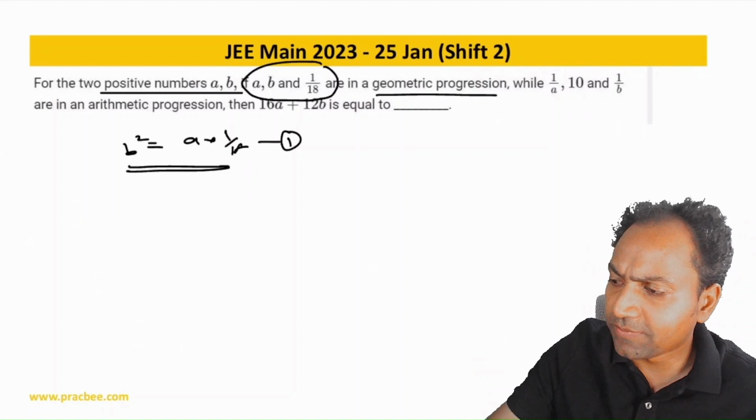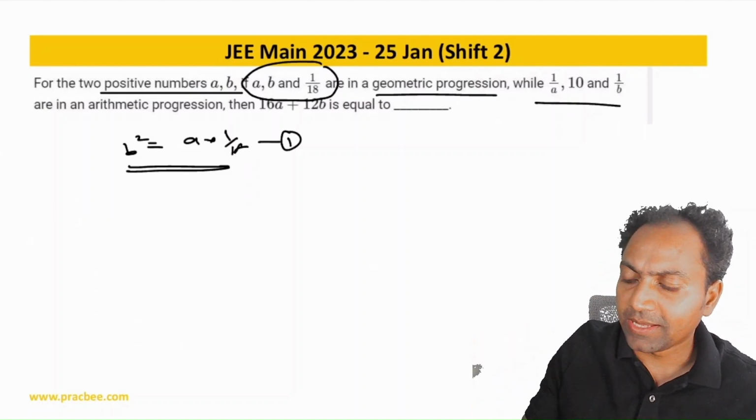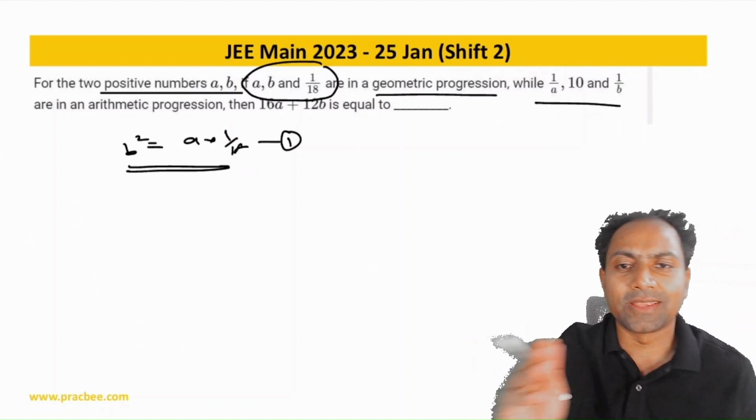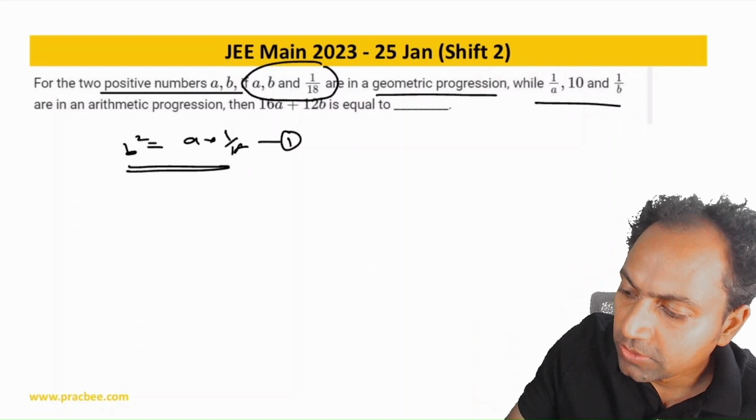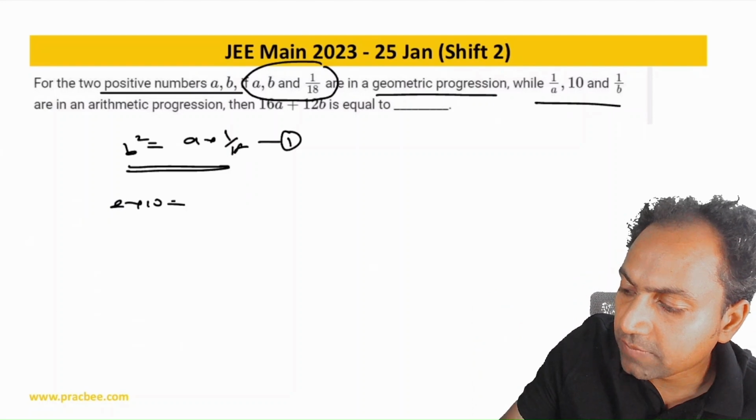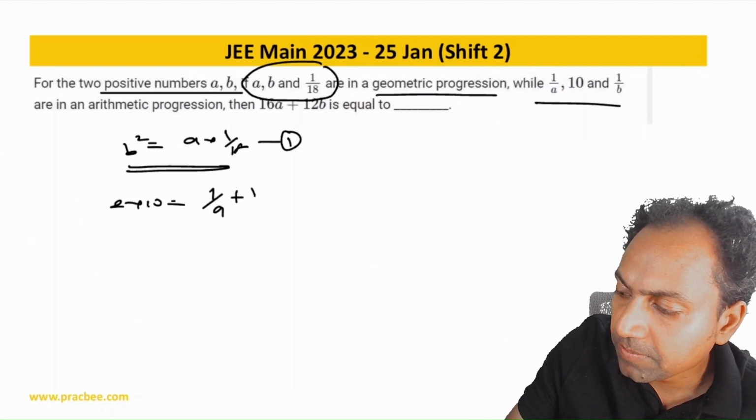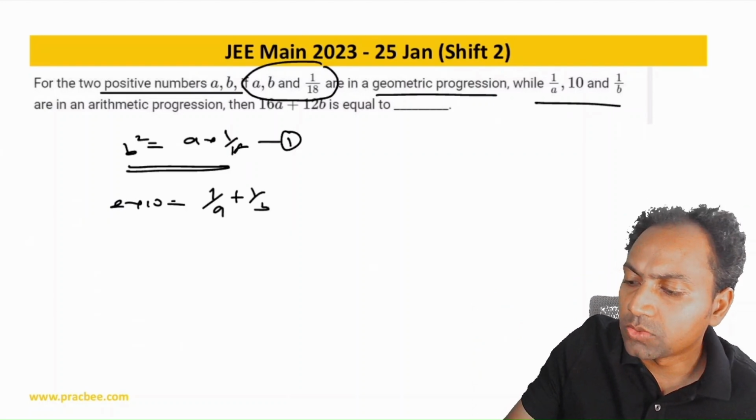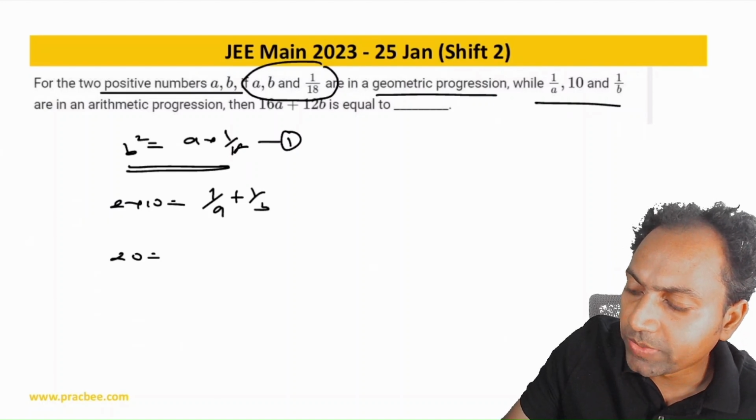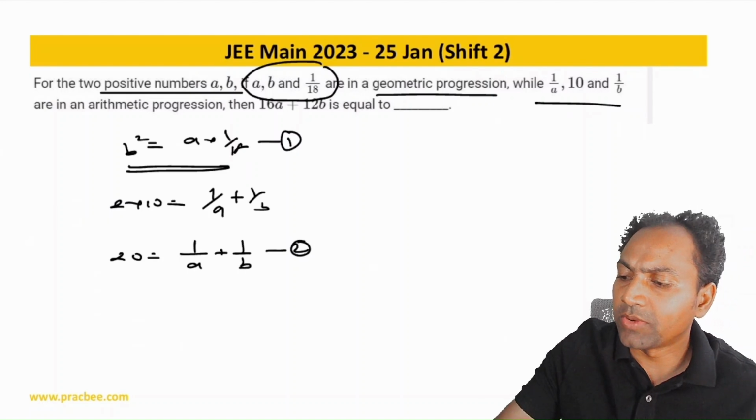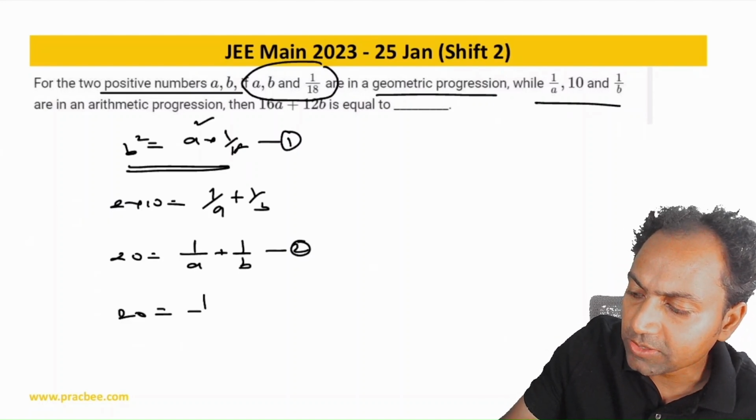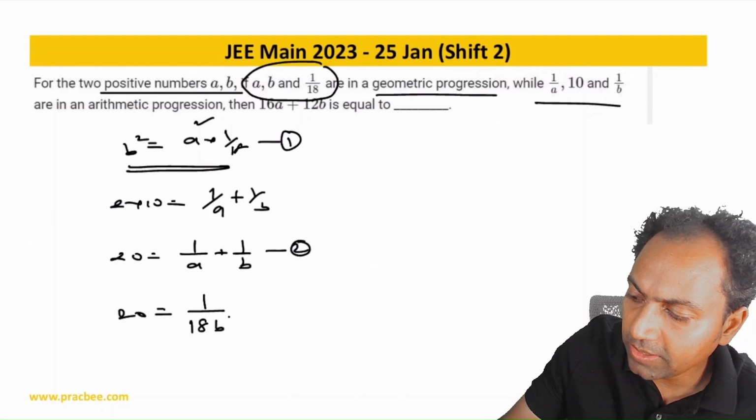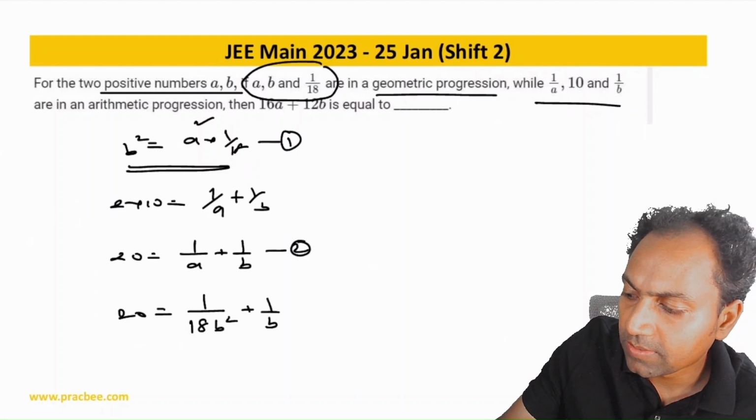They're also saying that 1 by A, 10 and 1 by B are in arithmetic progression. So three numbers in the arithmetic progression A, B, C would mean 2B is equal to A plus C. So 2 into 10 will be equal to 1 by A plus 1 by B. So you are getting this value as 20. This is 1 by A plus 1 by B. This is the second condition. If you take the value of A and substitute it here, it will become 20 equals 1 by 18B square plus 1 by B.